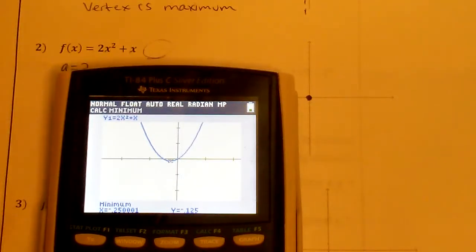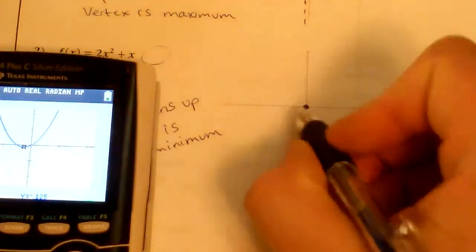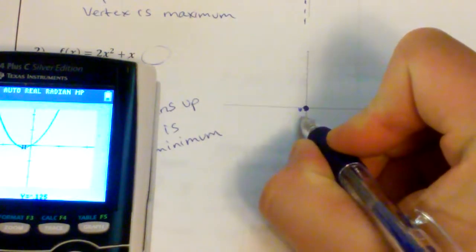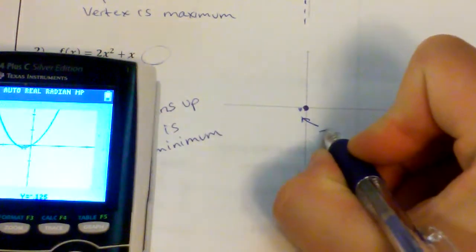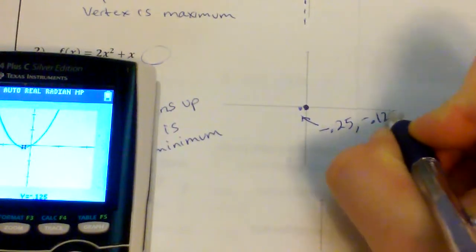Looks good. All right, so this looks like it is negative 0.25, negative 1/4, as my x value, and negative 1/8, which is 0.125 as a decimal. So it does just barely go below the x-axis. All right, let's go ahead and label that right here. So that will be negative 0.25 and negative 0.125.